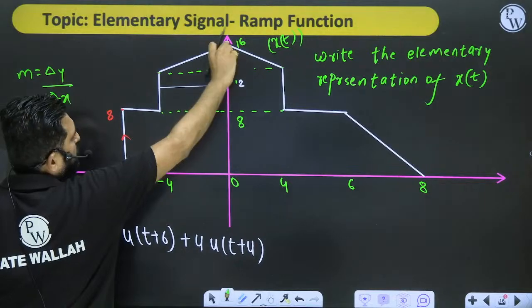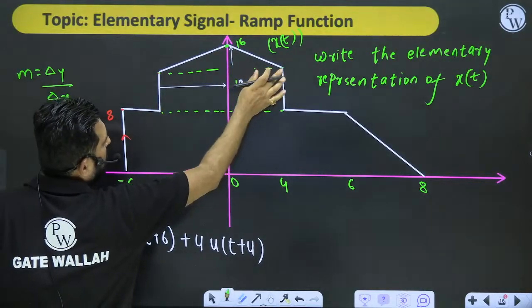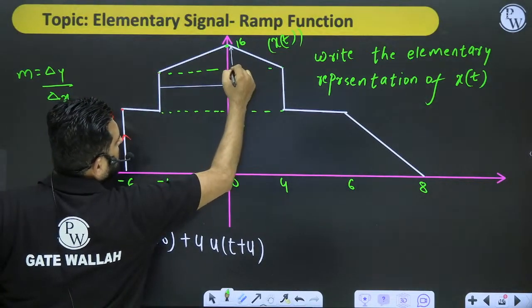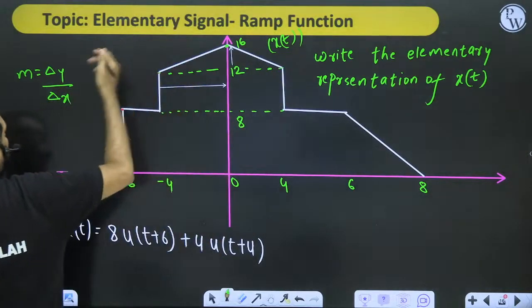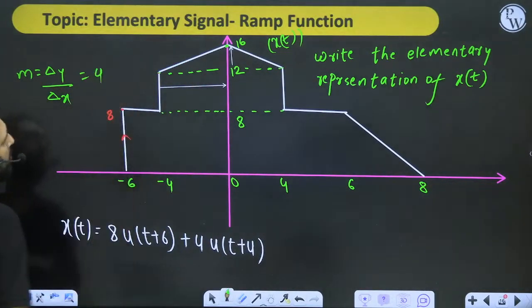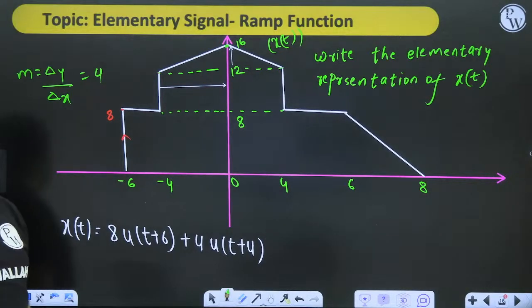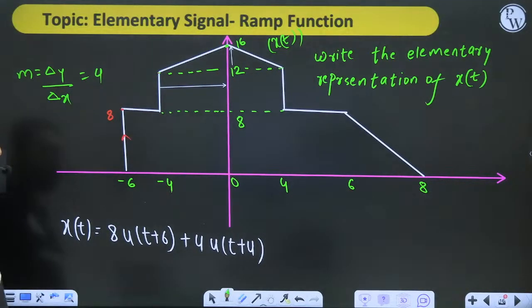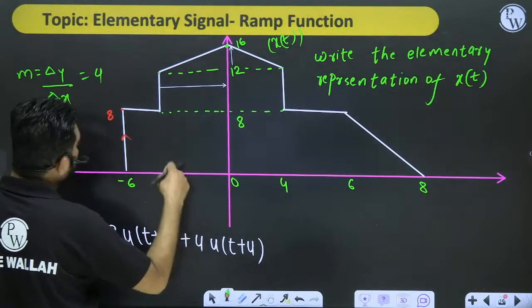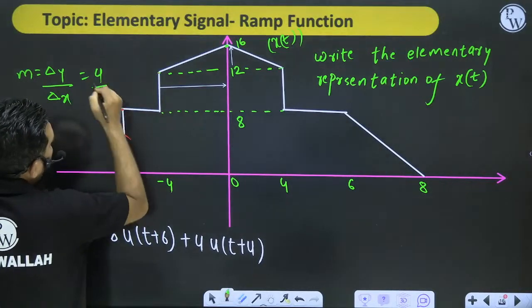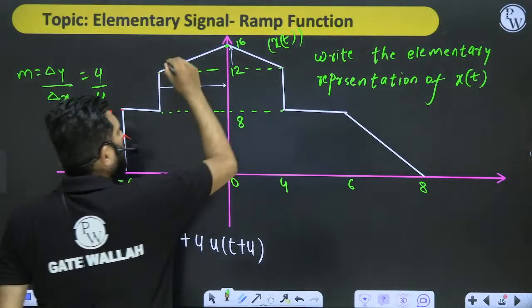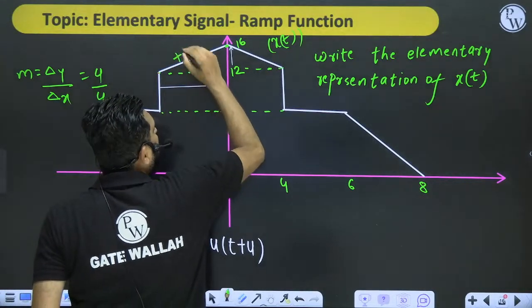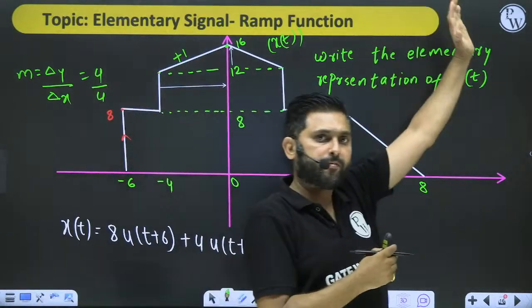Change in y is 12. This should be 12. And the tip is 16, so this should be 4. 16 minus 12, 12 and 4 is 16. And what about this one? 4 divided by 4. So let's write the slope here. Slope is plus 1. Why plus? Because it is going towards plus infinity.